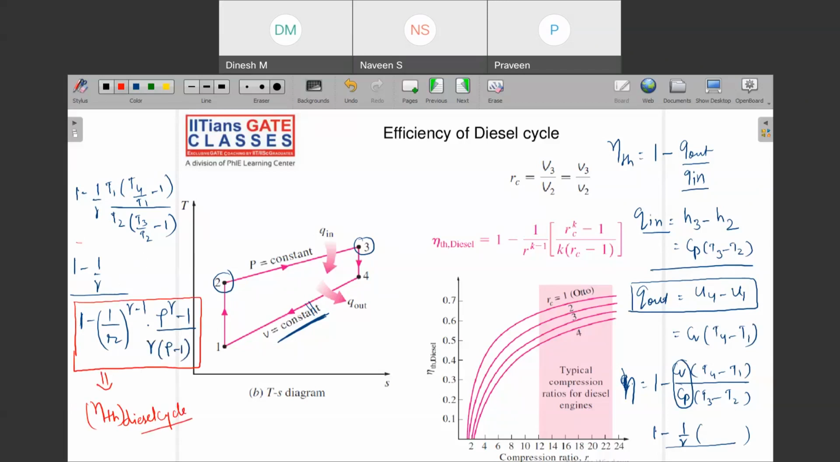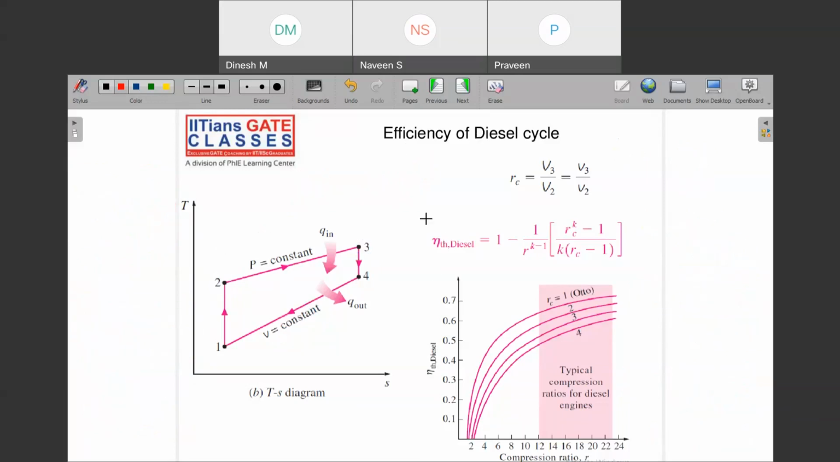See, till this part we know now. Why I'm helping you reach this is that sometimes they would ask you in terms of ratio of temperature, so you should know how we reach till this point. Now, how to remember the efficiency of the diesel cycle, because Otto cycle efficiency was simple. This was nothing but 1 minus 1 upon r to the power gamma minus 1. Okay, so this is the efficiency of diesel cycle.